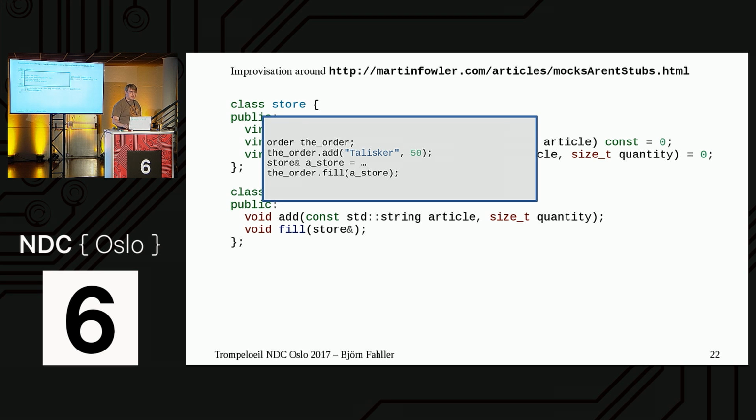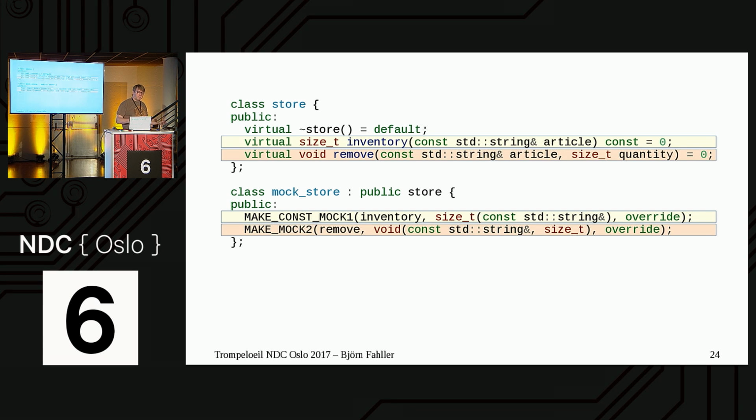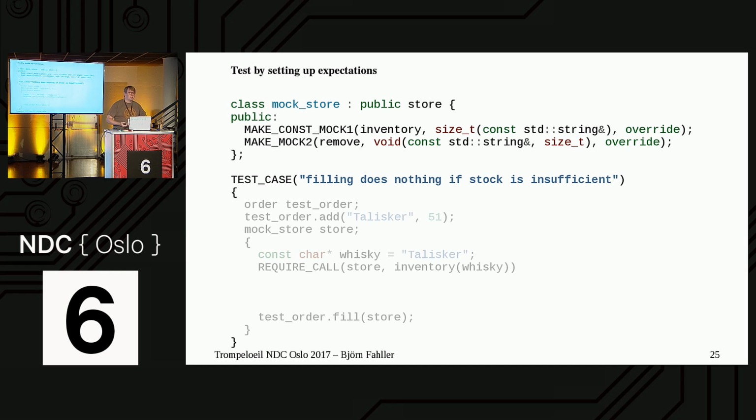So doing this in Trompeloeil, we create a class MockStore that inherits from the store. Make const mock. I didn't mention that one. Const is for making a const member function. The name and the signature, and override since we're implementing an interface. And make mock 2 for remove since it has 2 parameters. And then we can write tests.